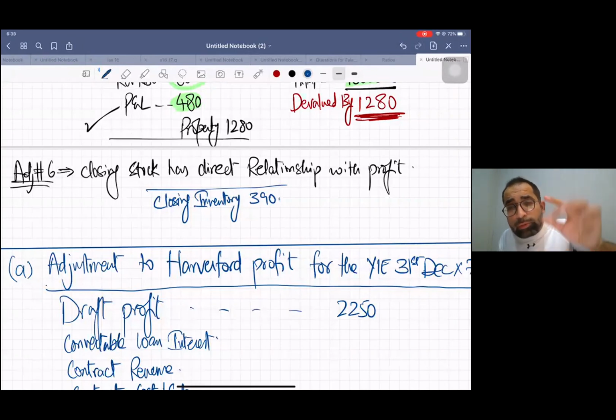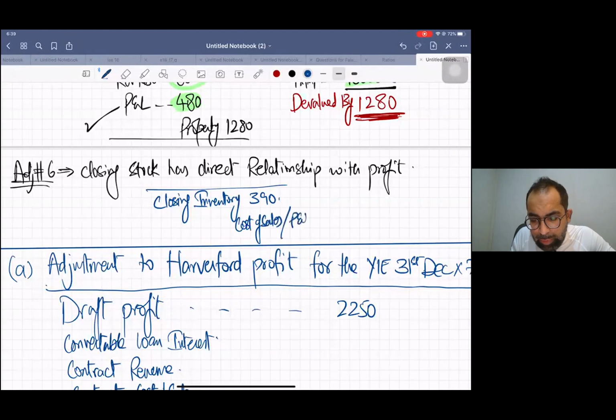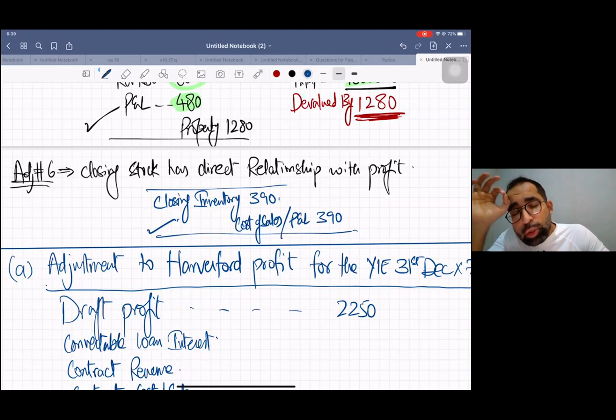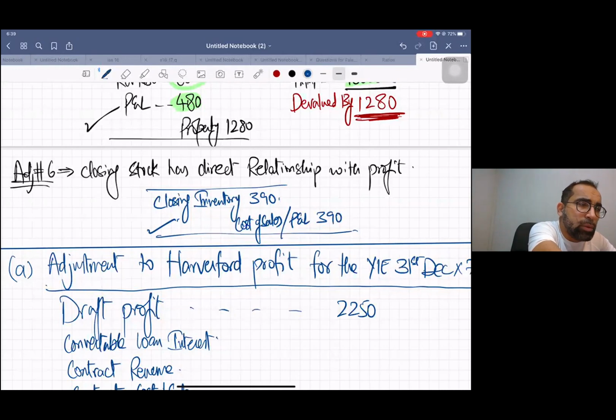And we all know when closing stock increases, profit also increases. So you can write cost of sales, or you can write P&L. This is the entry. Or even if you don't like the entry, don't make it. Simply do two things. Go to the SOFP and increase the closing stock. The second thing, adjust it in the income statement.